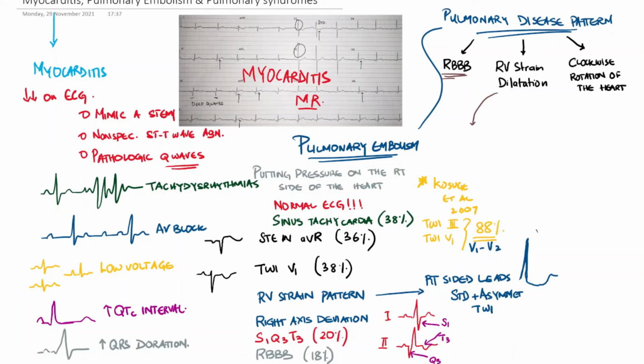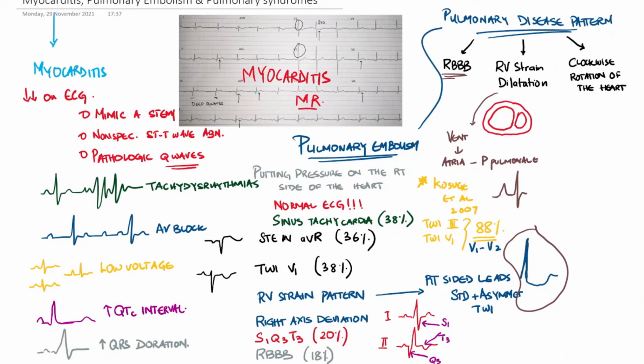We've already discussed RV strain. You get tall positive initial R waves in V1 and V2 with asymmetric T-wave inversion and ST depression. This pressure is going to be transmitted upwards to the atria as well, and you will have a P pulmonale. I've already discussed this in my video on P waves. Imagine this to be the heart. Your RV is significantly dilated as compared to the LV.